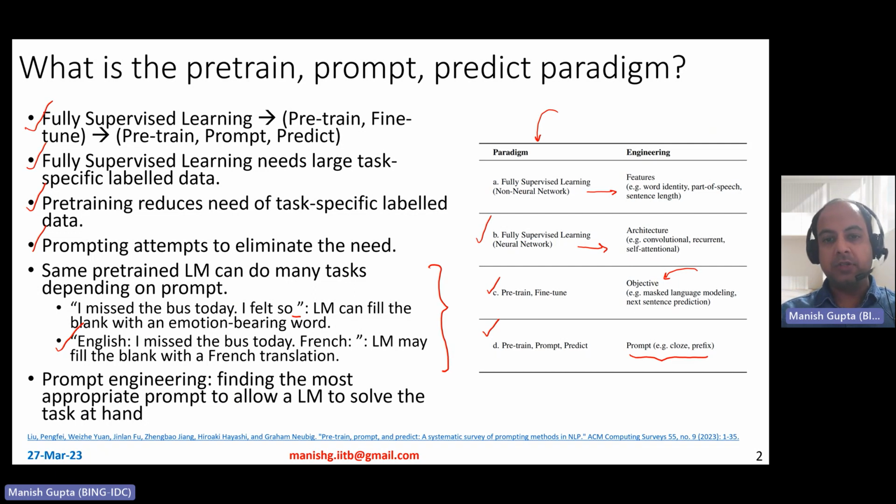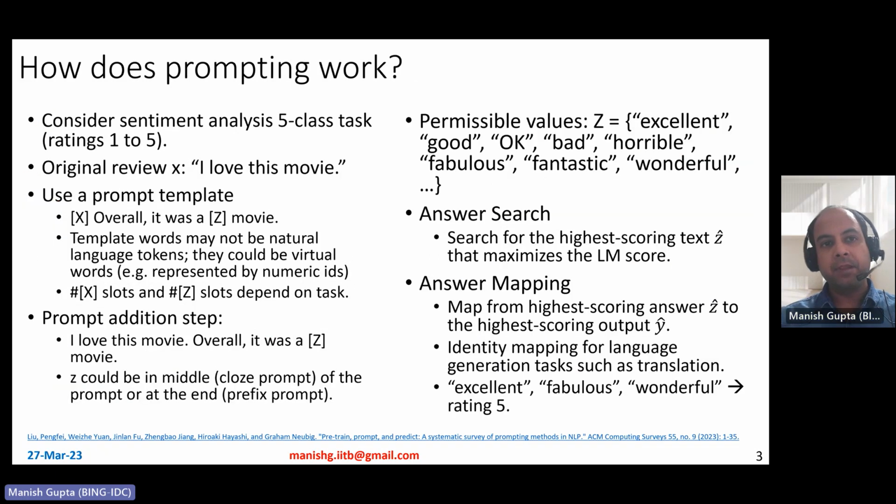So now the question is, what is prompt engineering? Well, it is the approach of finding the most appropriate prompt to allow a language model to solve the task at hand. So how can I design the task instructions or tell the language model appropriately so as to do the task that I want to be done?